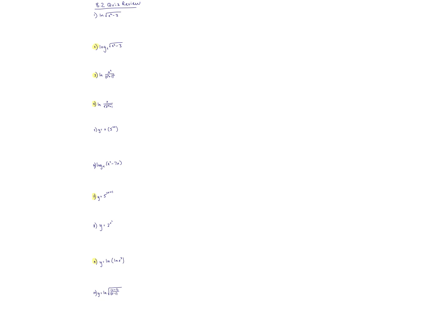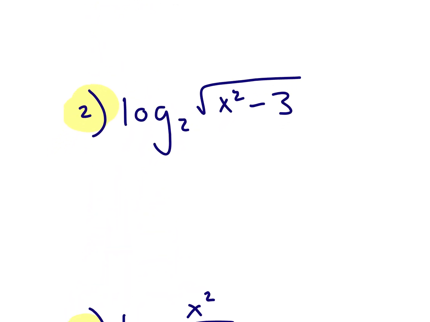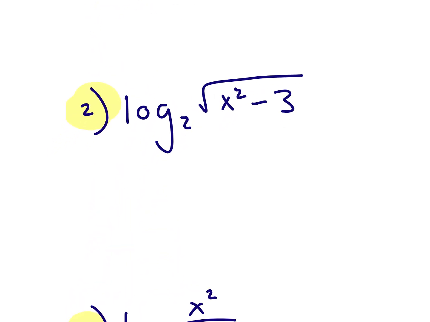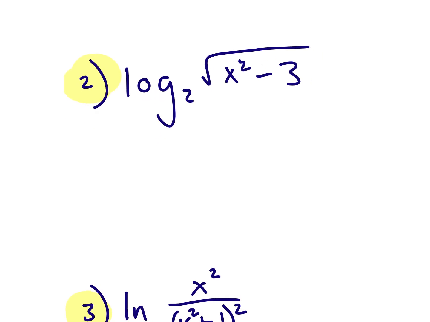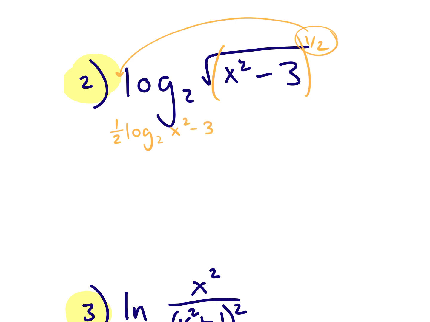So starting with number 2. We have log base 2 of the square root of x squared minus 3. Before we find the derivative of this, I want to simplify it first. I want to change that square root to be the 1/2 power, because if I have an exponent, I could make the exponent a coefficient, and then taking the derivative is going to be a lot easier from there. So we have 1/2 times log base 2 of x squared minus 3.